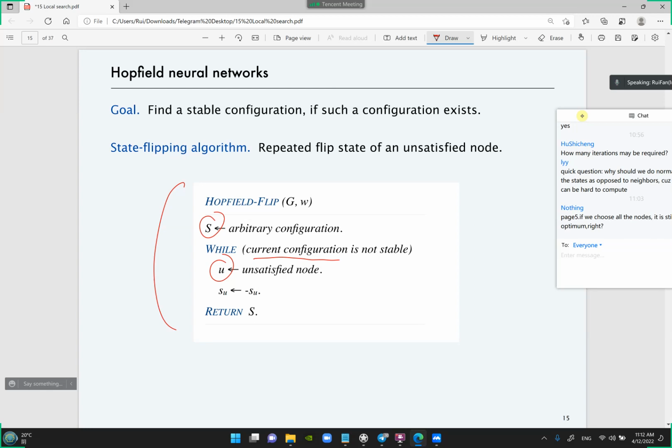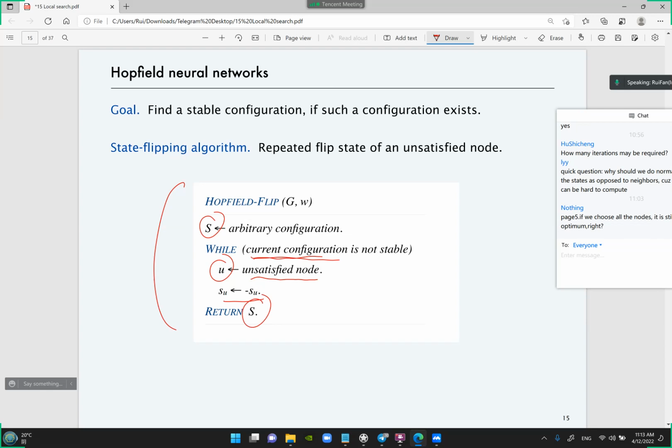Okay? And it's going to turn out that once you flip this node, then this node is going to go from being unsatisfied to being satisfied. And then if you keep running this algorithm, as long as you have a non-stable configuration, you keep looking for unsatisfied nodes and then flipping them. And if this algorithm eventually terminates, then the solution it returns is guaranteed to be stable, right?